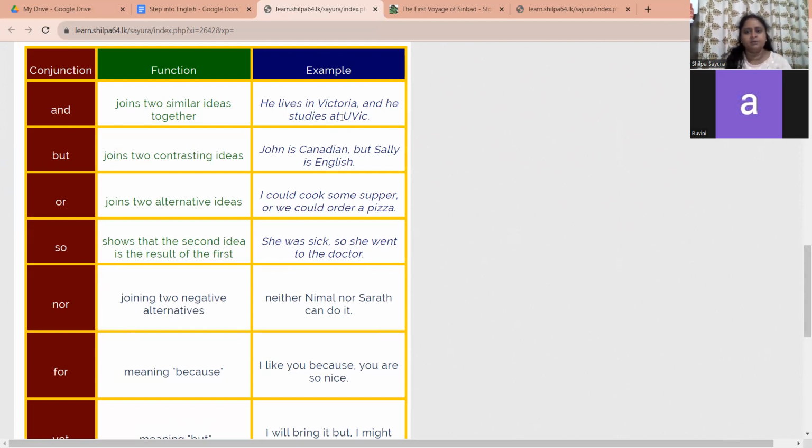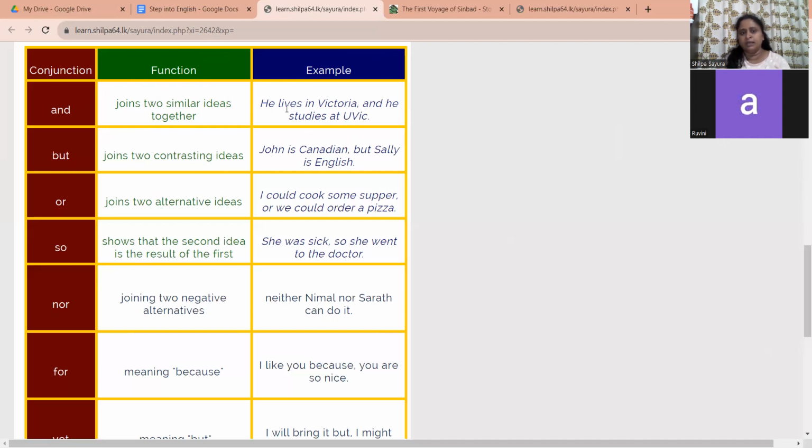What you have to see here is the function of and, the conjunction that we learn now: it joins two similar ideas together. That is why I told you earlier it's a coordinating conjunction. Coordinate means it joins one with another. Now here, he lives in Victoria and he studies at University of Victoria, UVic, right? It's a short form for University of Victoria.